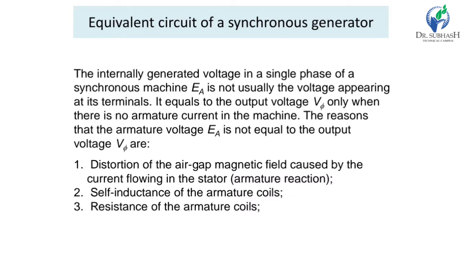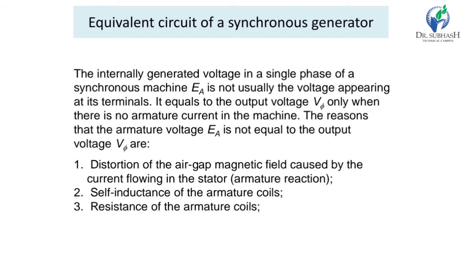Now we go for the equivalent circuit of the synchronous generator. We know that E_A is the internal generated voltage induced in one phase of the synchronous generator. However, this is not the usual voltage that appears at the terminal of the generator. In reality, the internal voltage E_A is the same as the output voltage V of the phase only when there is no armature current flowing in the stator. Several factors cause the difference between E_A and V.